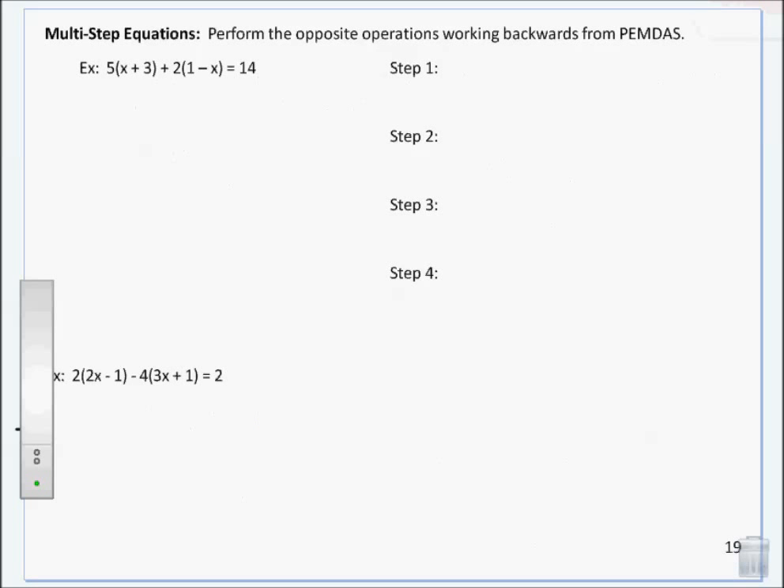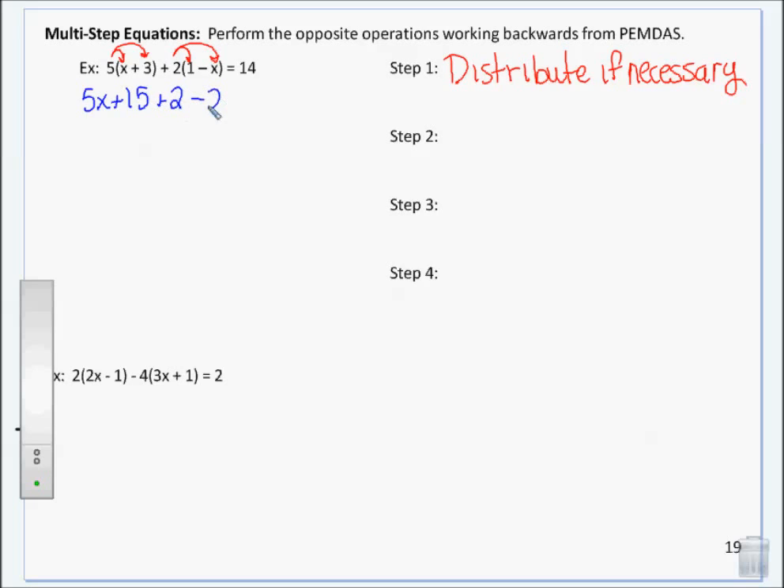Multi-step means we solve them in more than one step. So we have a lot going on here. The first thing we want to do is get each side of the equation as simplified as possible before we start moving things around. So the first step is always going to be distribute if necessary. And how will you know if you need to distribute? Well, if you have this parenthesis thing happening. So I'm going to distribute this 5, and I'm going to distribute this 2. And that is going to give me 5x plus 15 plus 2 minus 2x equals 14.